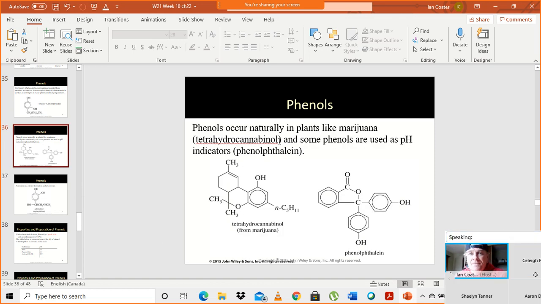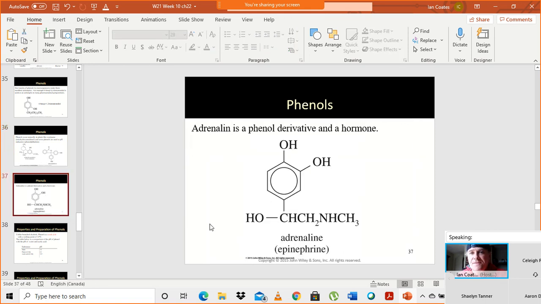THC, they're found in marijuana, is a phenol. All right, and some phenols are used as pH indicators. When you're in the lab and you do a titration, I think we did a titration there for the virtual lab. The pink color that happens there when the solution changes to a base, that's because of phenolphthalein. Okay, this is an acid-base indicator. Adrenaline is a phenol. Okay, right here. Adrenaline, epinephrine, same banana.